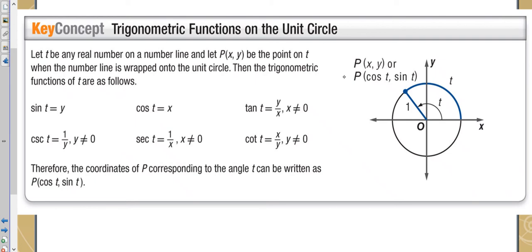Let's look at the trig functions on the unit circle. A unit circle just means the radius is 1. So if the radius, or hypotenuse as another way of saying it, has a length of 1, then here's our relationship. No matter what the angle is, they're now saying t instead of theta.